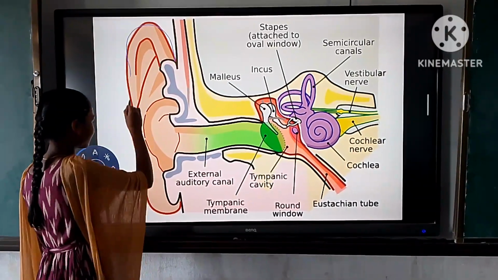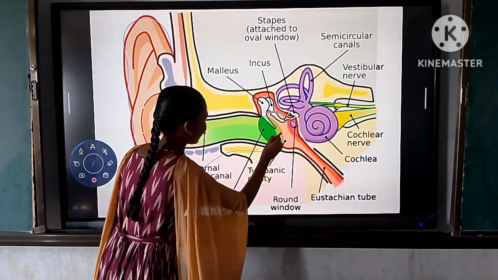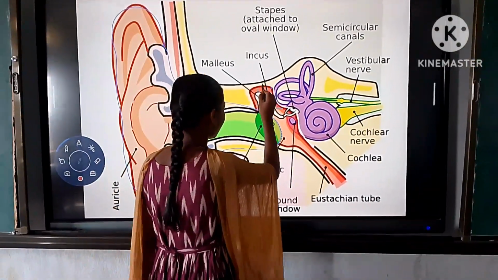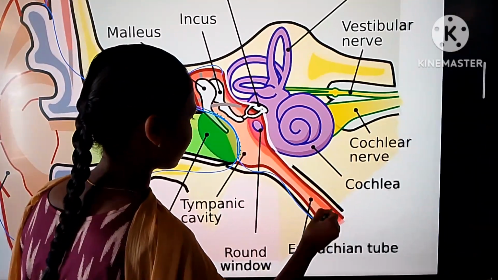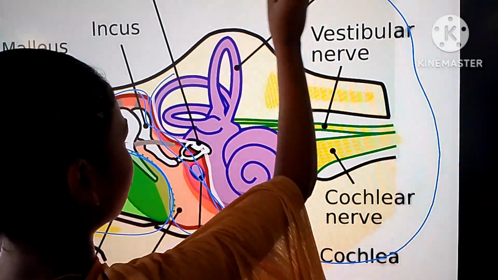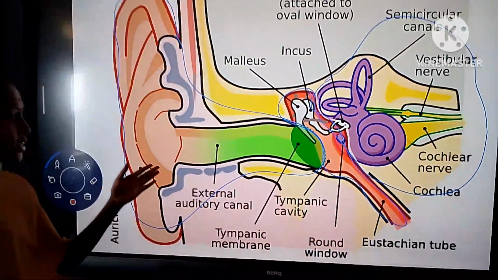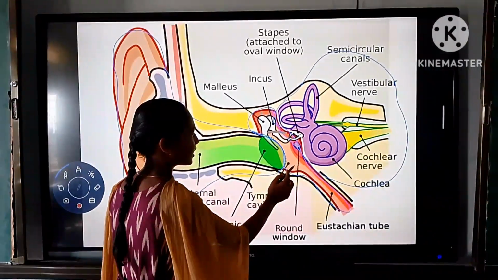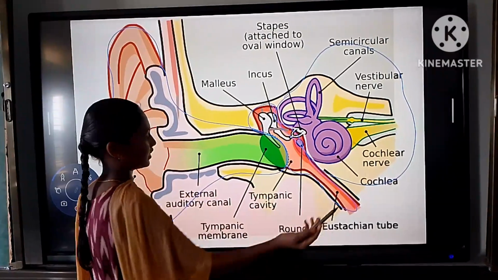This is the external ear. This is the middle ear. This is the inner ear or internal ear.